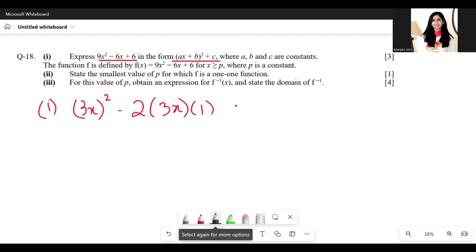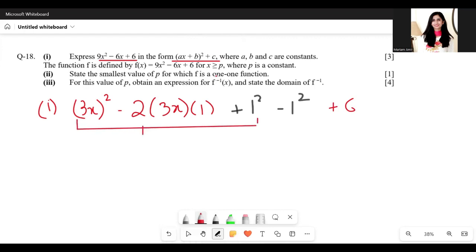Then you have to add the square of 1 and subtract the square of 1. And then there was a plus 6 with the question. These three combined give us (3x minus 1) whole squared, and these two combined give us plus 5. So 9x squared minus 6x plus 6 can be written in completed square form as (3x minus 1) whole squared plus 5.